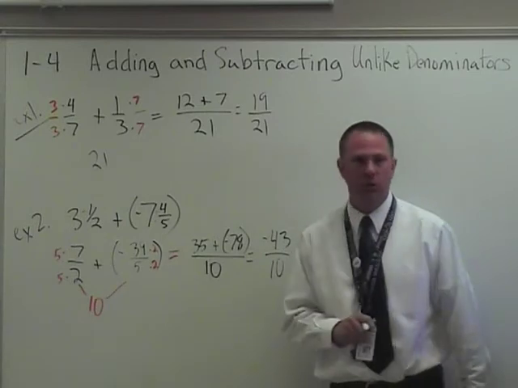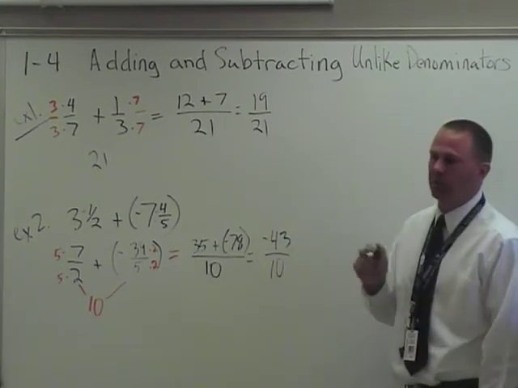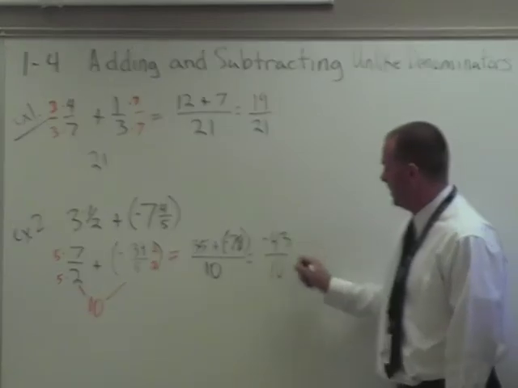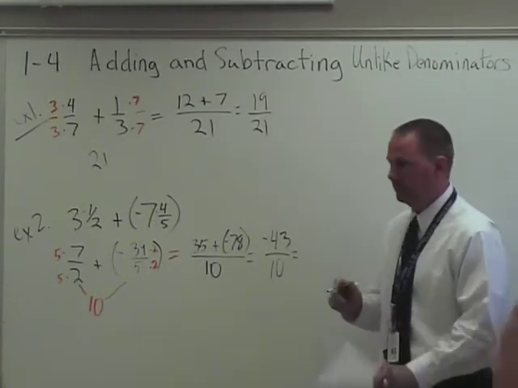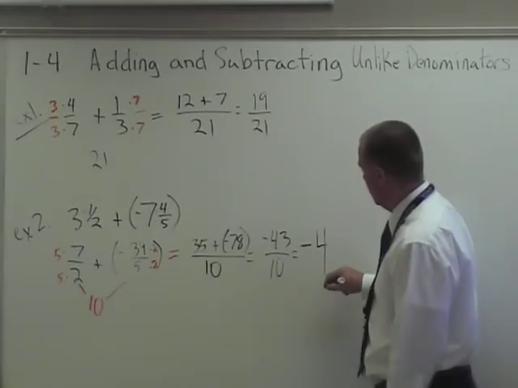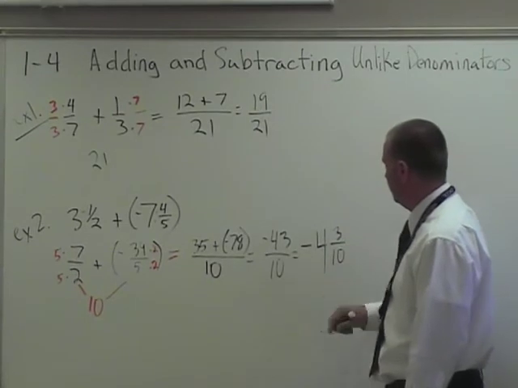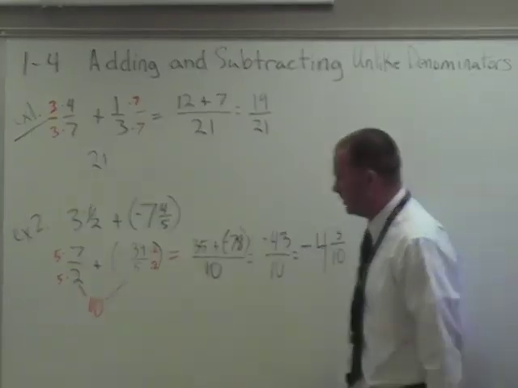over 10. Now that's reduced, but that really doesn't tell you the value, so let's make it a mixed number. What is that? Great. Negative 4 with a remainder of 3 over 10. We good? Yep. Awesome.